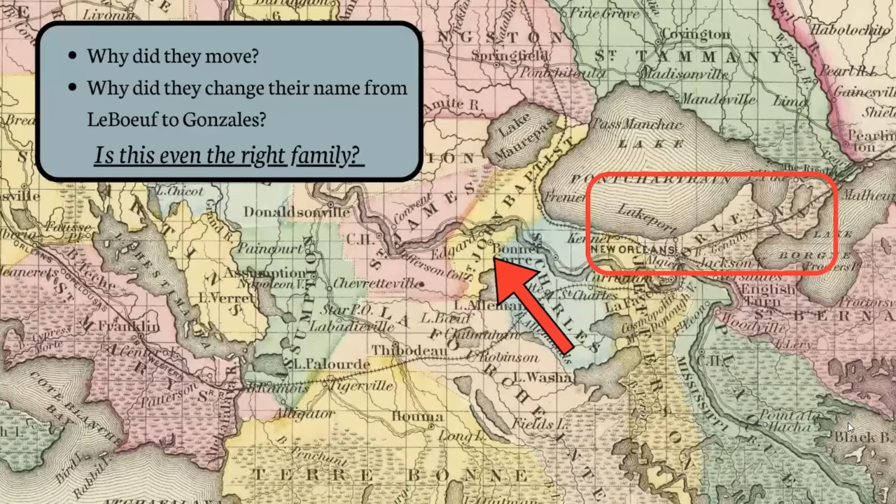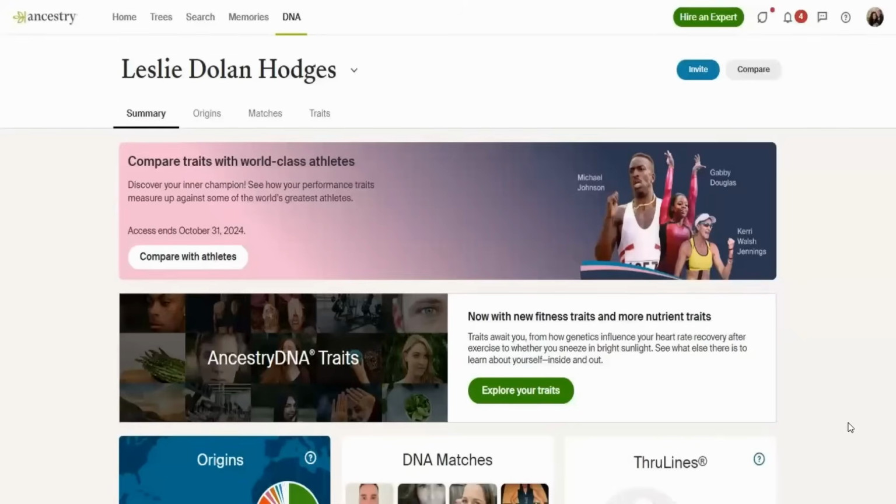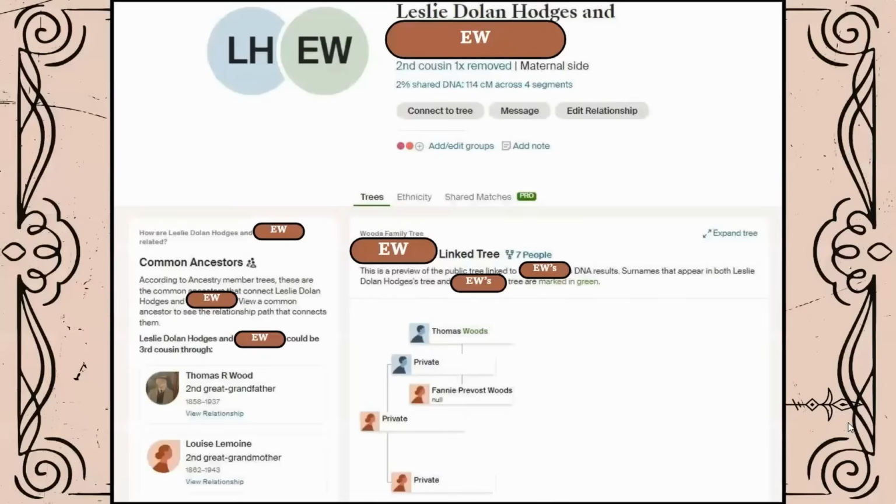But the bigger question is, am I even following the right family? So this is where my mother's DNA comes in. Now, we're not going to do a super deep dive into her DNA just because we don't have a whole lot of time, but there are some things I want to point out to you specifically. First being some of her closest matches to that side of the family. So we have this person, EW, who shares 141 centimorgans with my mother.